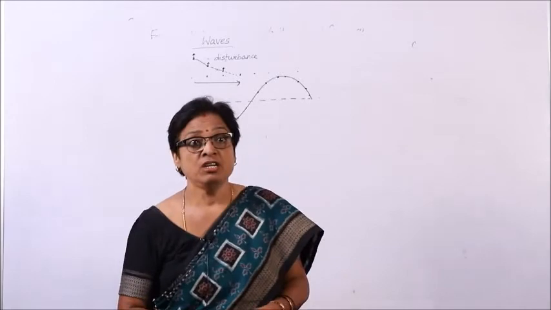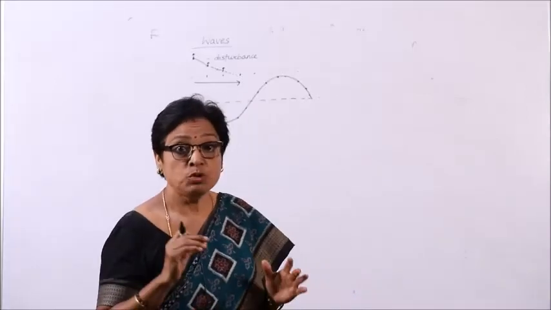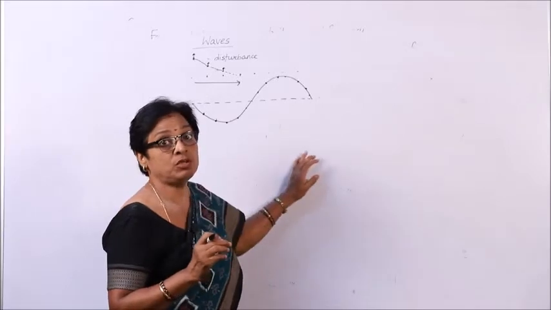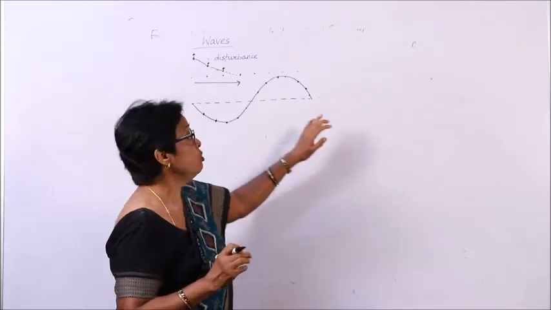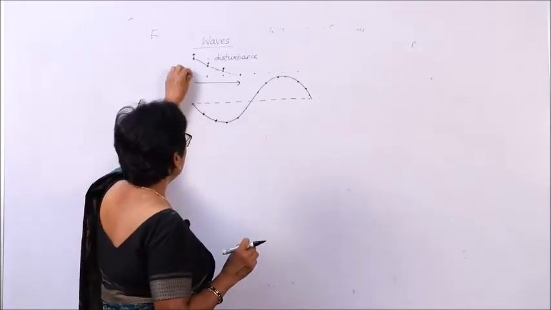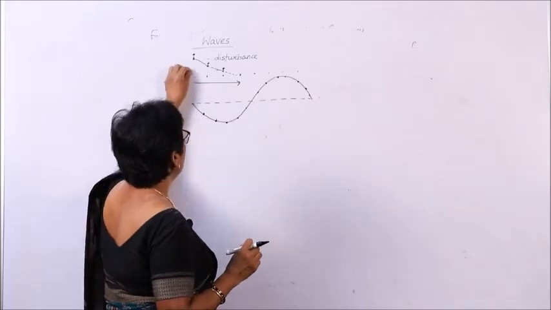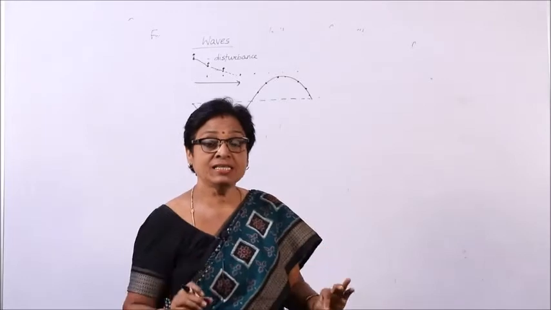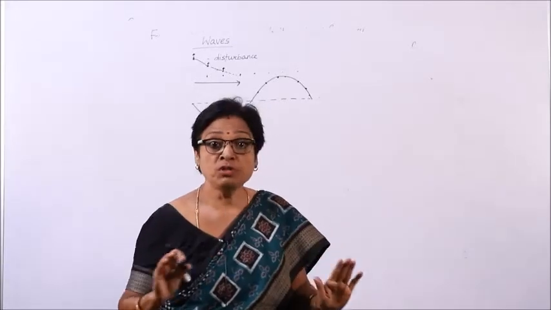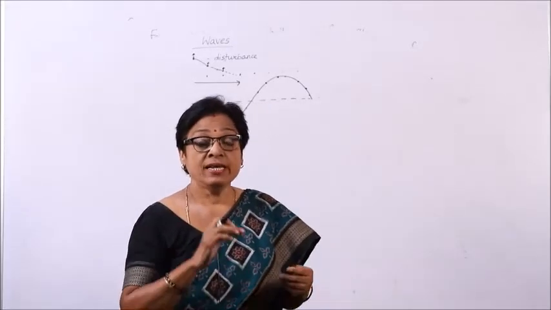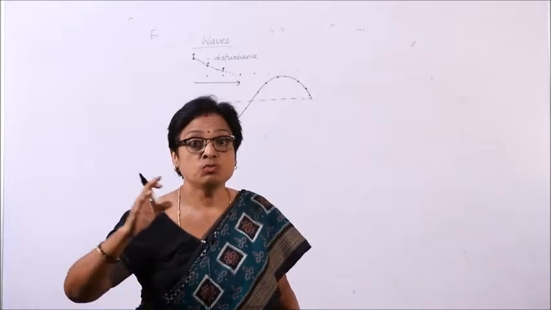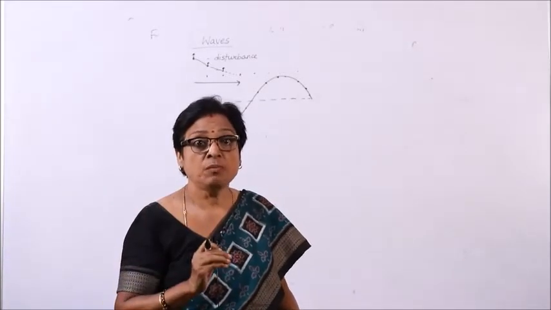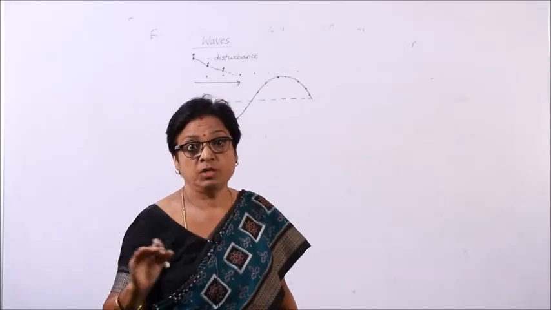In this manner, if you imagine, I have no time actually to draw all these individual times, but if you draw each of them you will see that if each of these particles is oscillating they will keep oscillating at their own position. They are not moving with the wave. So there is a disturbance which is moving outward with a certain velocity and disturbing the particles of the medium.